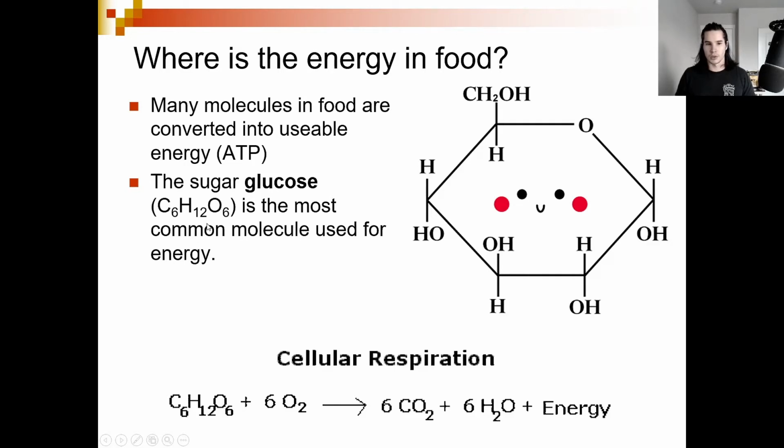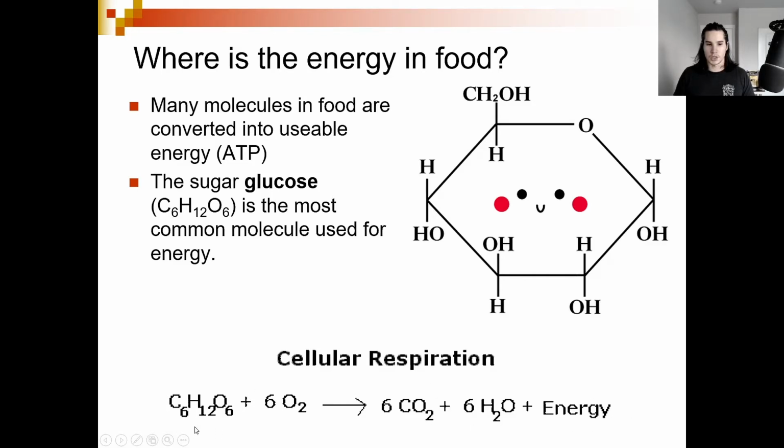C6H12O6, remember this formula: 6 carbons, 12 hydrogens, 6 oxygens. That's the formula for most sugars. So the sugar glucose is the most common molecule used for energy. This is what it looks like. You don't have to memorize this chemical structure, but you do need to know this equation here.